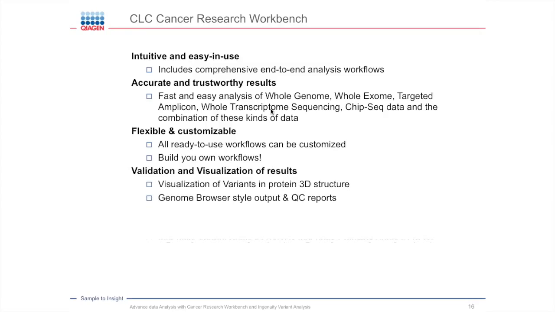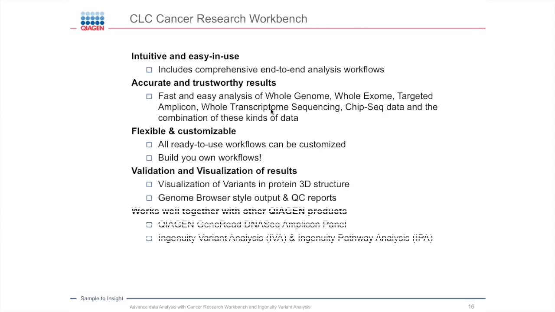It's allowing you to do validation and visualization of your result. As an example, you can do visualization of variants in protein 3D structure. You can also use the Genome Browser. As output, there's a QC report for you. And the QC report will also include all the different steps, who does what, and which parameters have been used. So it's traceable and trackable when you call your variant.